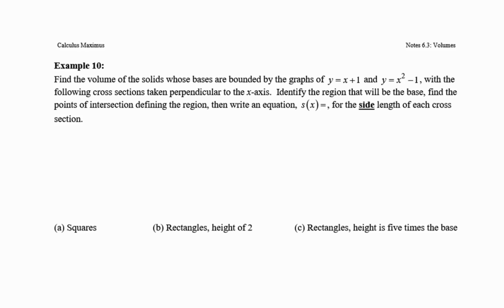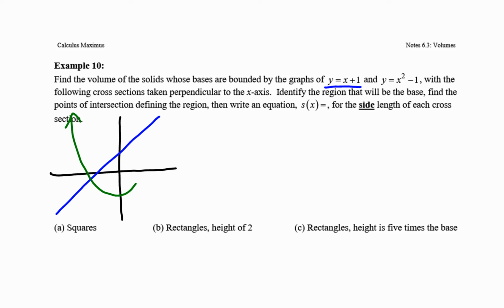I think it's best just to start with an example here. All right, so find the volume of the solids whose bases are bounded by the graphs of, get a nice graph here. So we have y equals x plus 1, y equals x squared minus 1, okay, and the cross sections are going to be perpendicular to the x-axis. So they're going to be something like that. All right, identify the region that'll be the base. So do I know how to highlight that? There we go. This is our region right here.